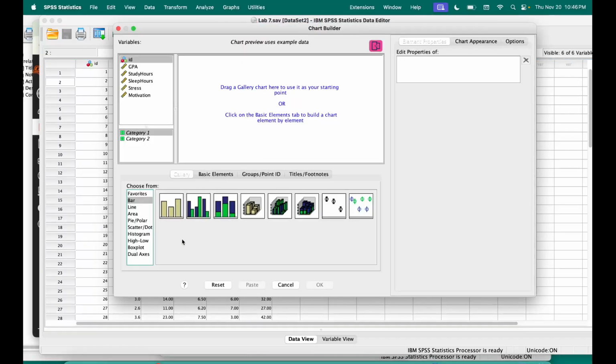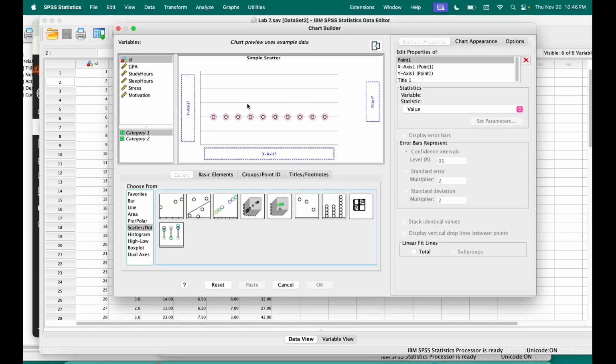and you do scatter. Again, you drag that here, and then you would drag your variables of interest to the axis.